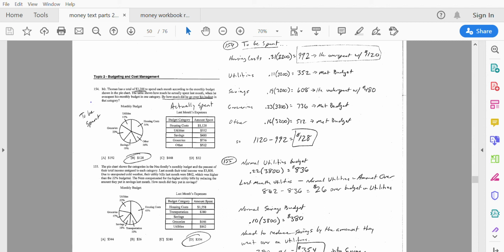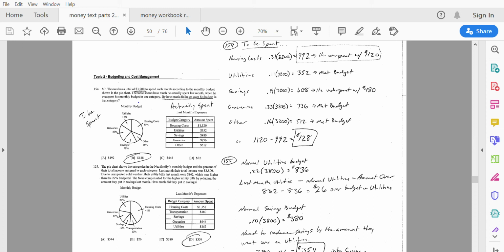So let's look at 154 here. Again, very similar type of problem. He has a total of $3,200 to spend, according to the monthly budget. The table shows how much he actually spent. So this is what his last month expenses were, or what he actually spent. When he overspent in one category, by how much did he go over? So we're looking for which one of these is over what we find out over here. This is to be spent, or the budget.